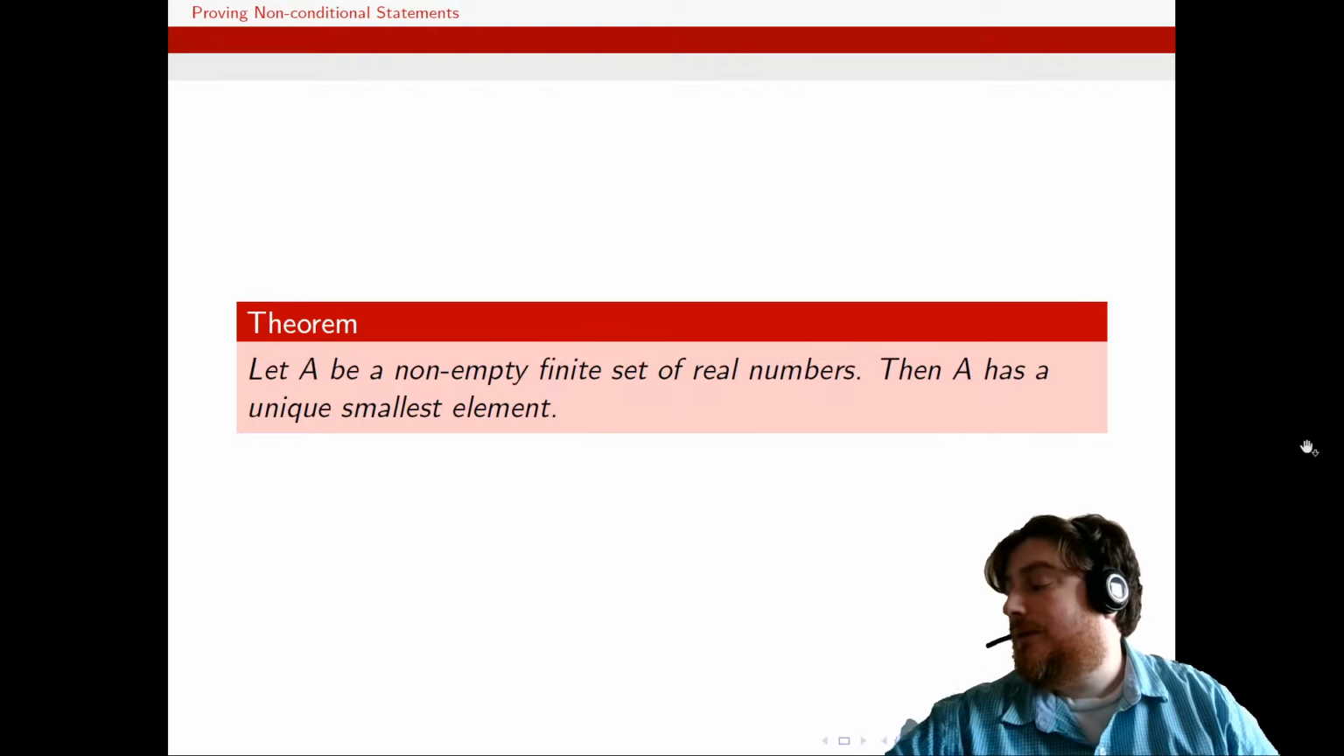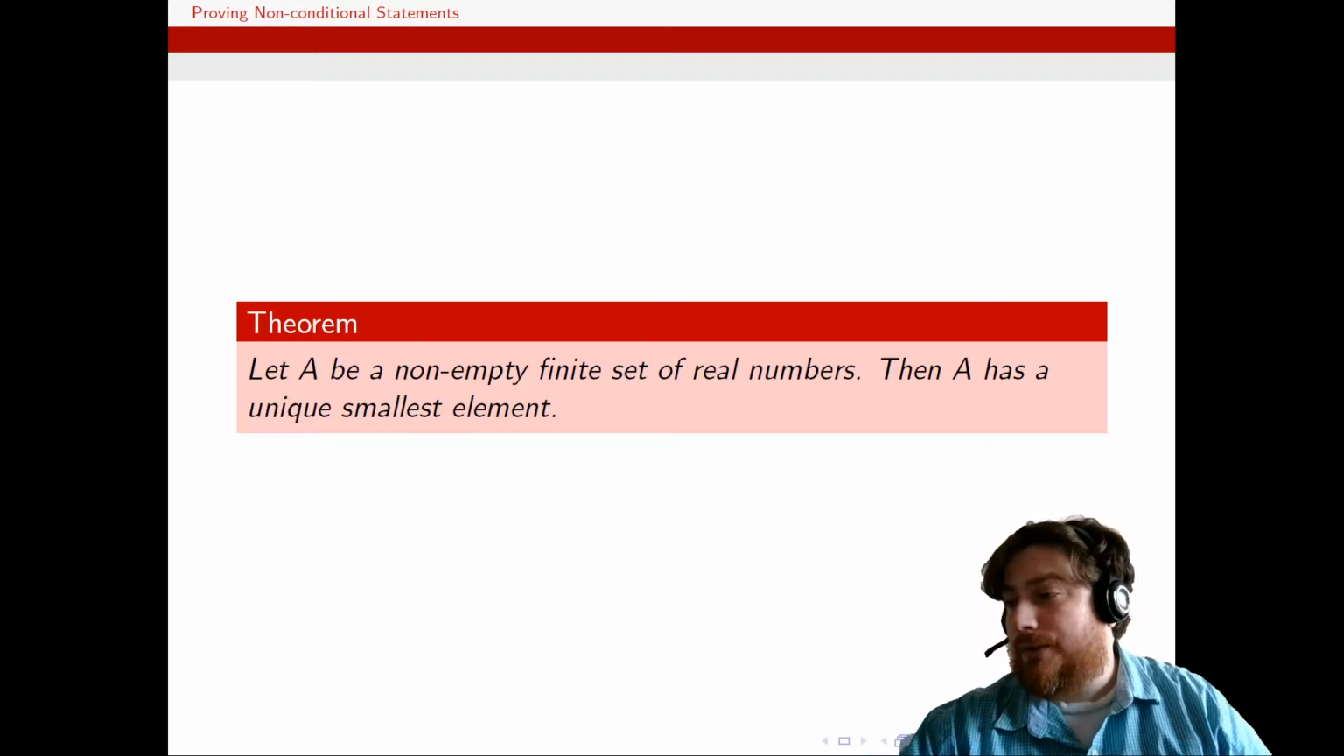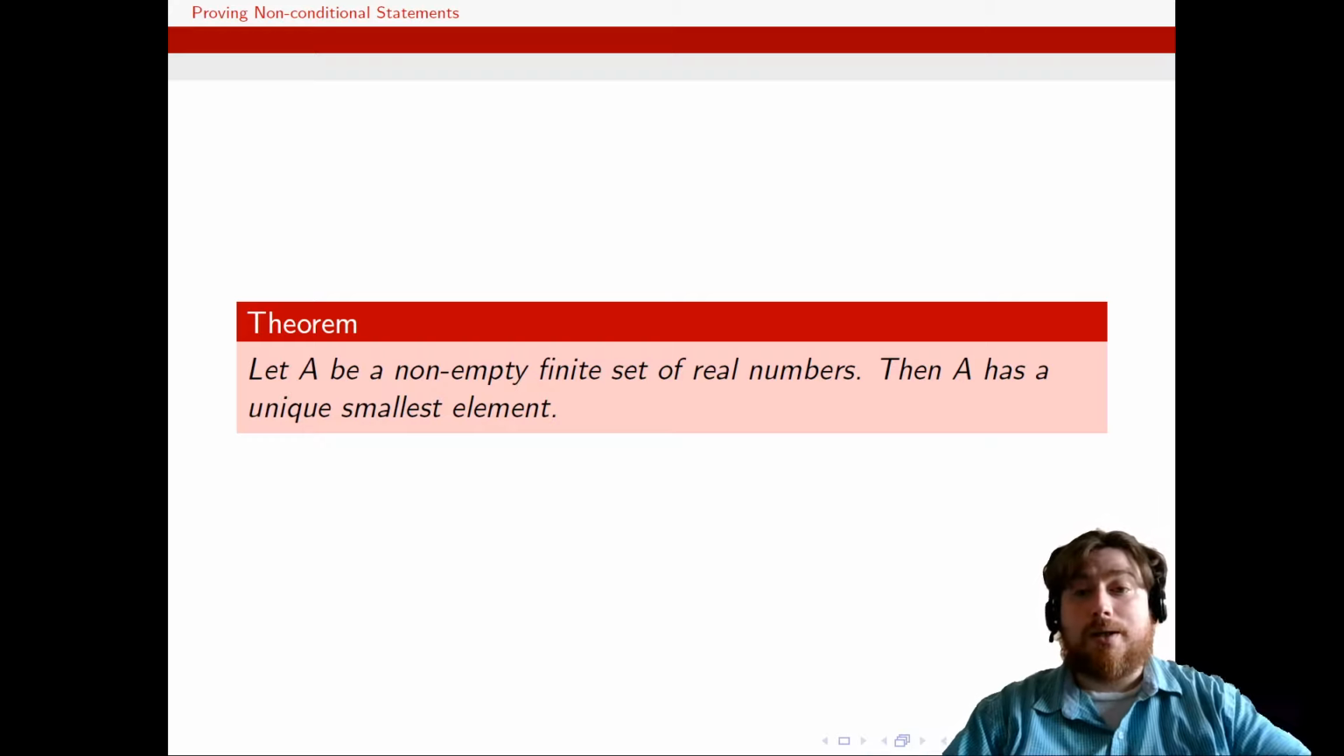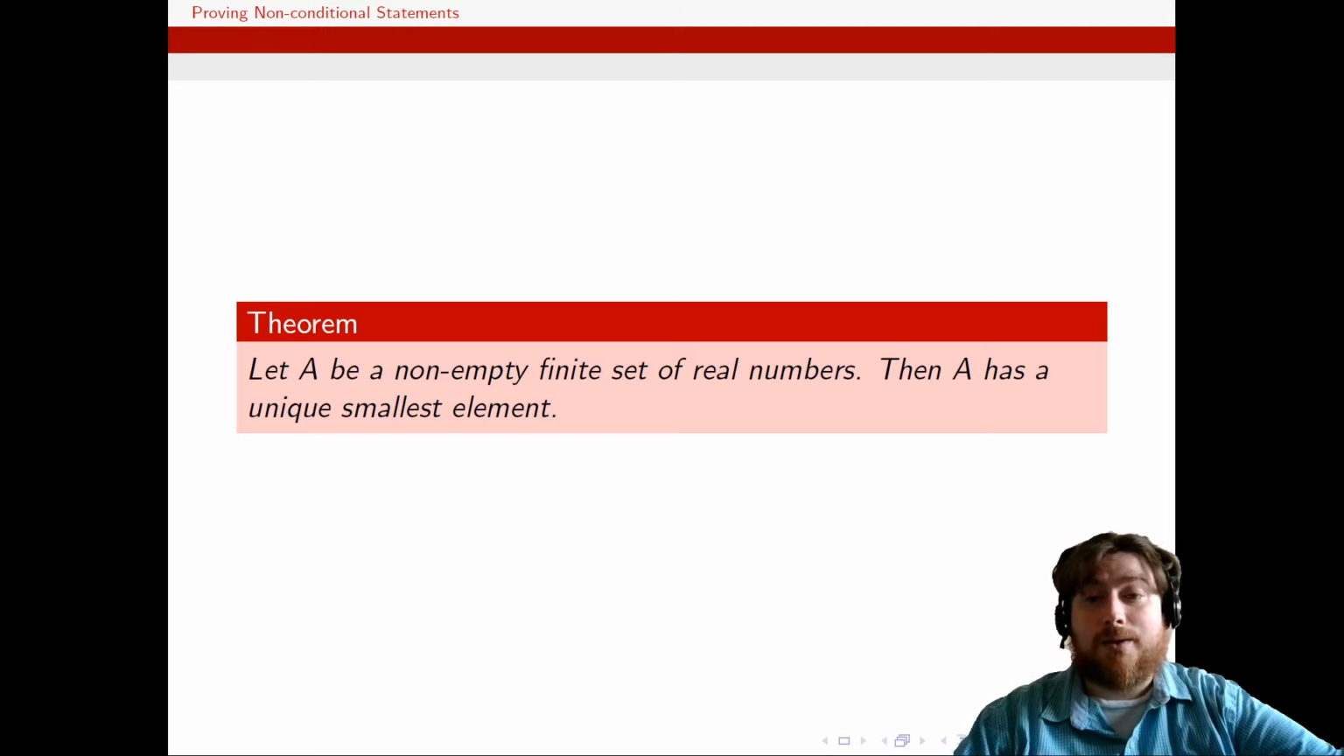So that one was a fairly straightforward one where we just found the answer and then we said, oh, well, if we had any other ones, it had to be equal to 2 anyway. And so we followed through the definitions to get that. This one's going to be a little bit more complicated. And what we're going to say is let A be a non-empty finite set of real numbers.